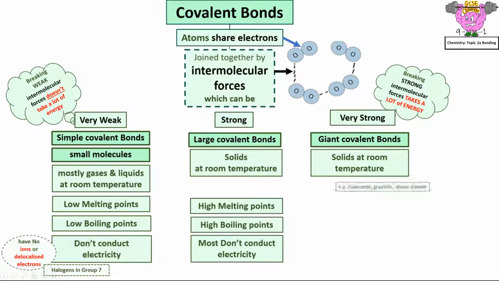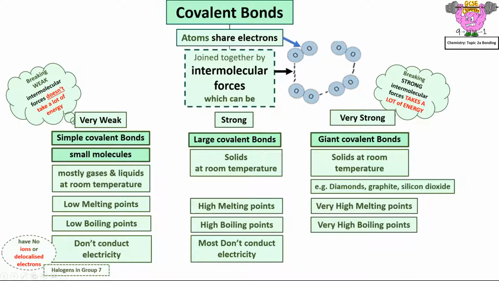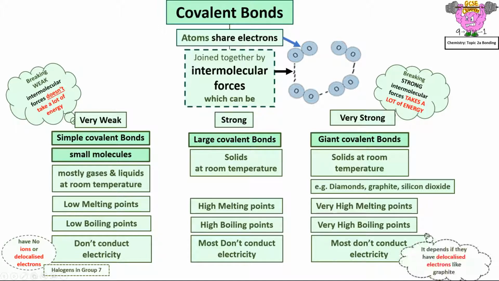For example, diamond, graphite, silicon dioxide. Very strong covalent bonds have very high melting points and very high boiling points, and most don't conduct electricity. But it depends if they have delocalized electrons, like graphite.